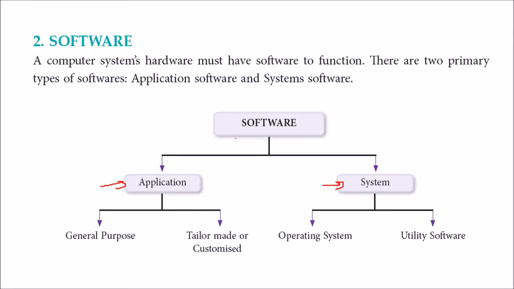A computer system's hardware will only function when it has some software. Application software is software for our use. It may be general purpose, like your Tally or MS Word, presentation software, or tailor-made, specifically made for your purpose. Then we have system software, like the operating system and the utility software.